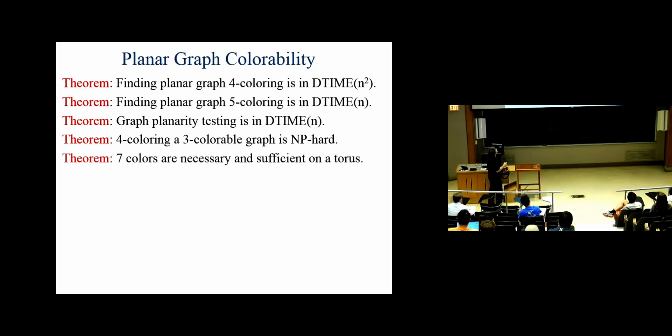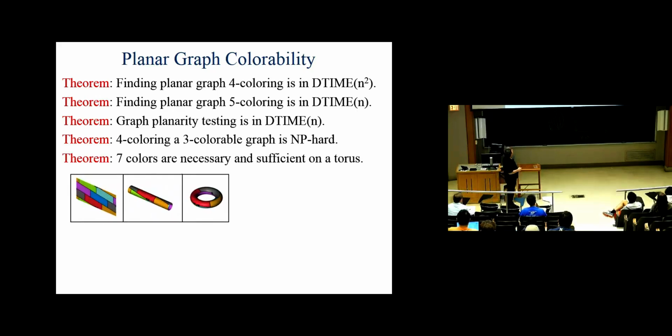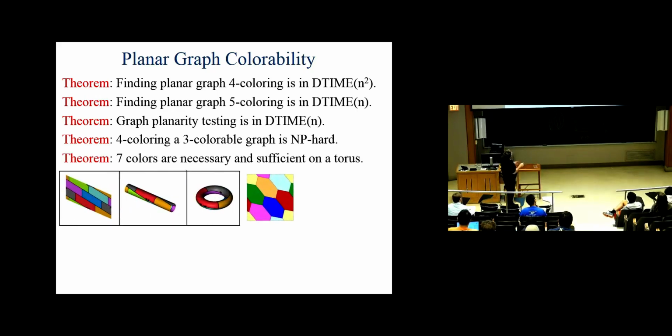Now it turns out that on a torus, 7 colors are both necessary and sufficient. So a torus is basically a cylinder wrapped around. A torus is like a donut. You know what it looks like. And of course, topologically, a torus and a teacup are the same topology, right? They just both have one hole going through them.